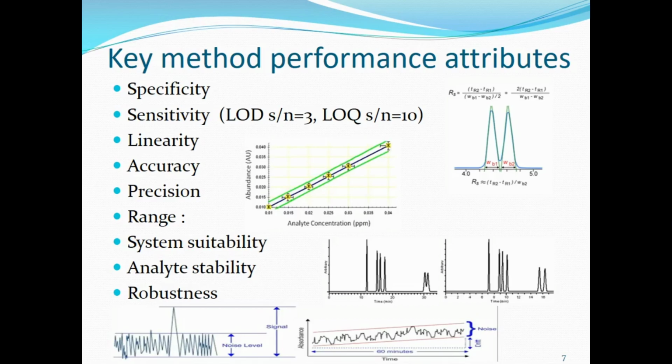The quantitation limit of an individual procedure is the lowest amount of analyte in a sample that can be quantitatively determined with suitable precision and accuracy. So that's the main difference between the two, the LOD and the LOQ. And the LOQ is normally determined at a signal to noise of 10.